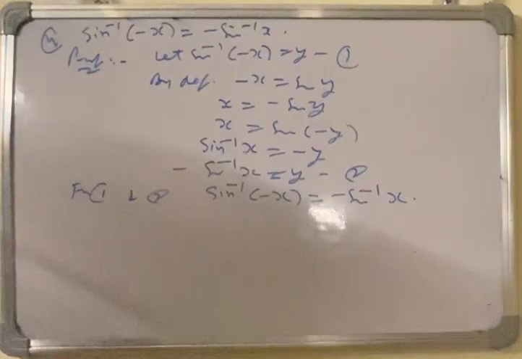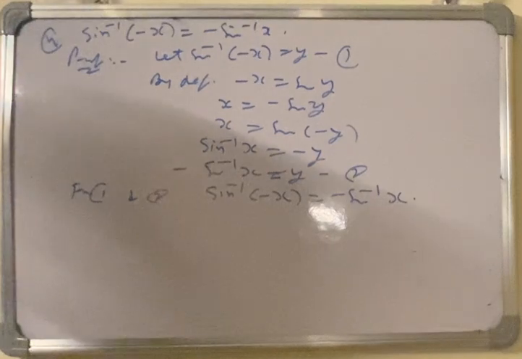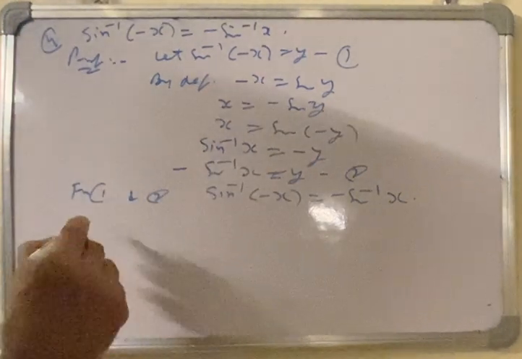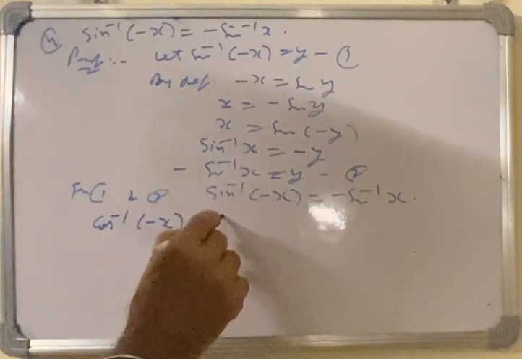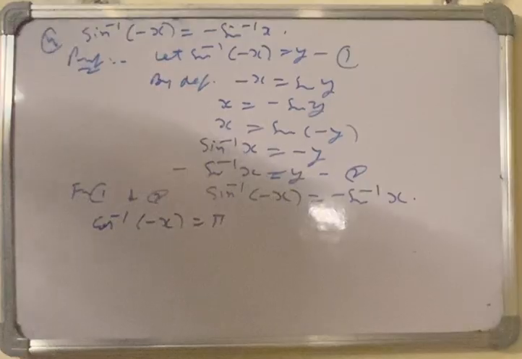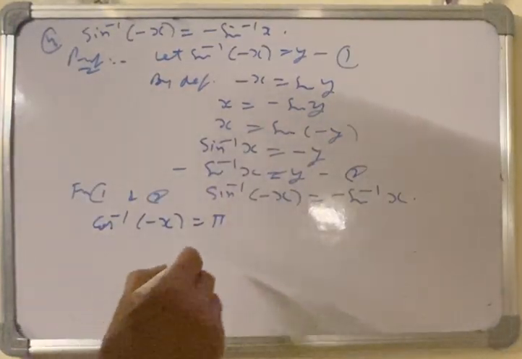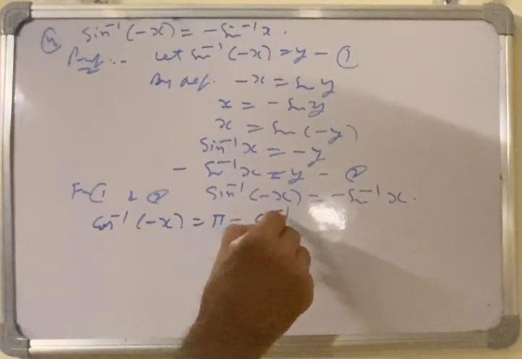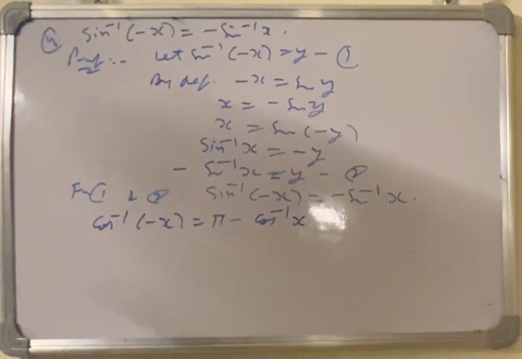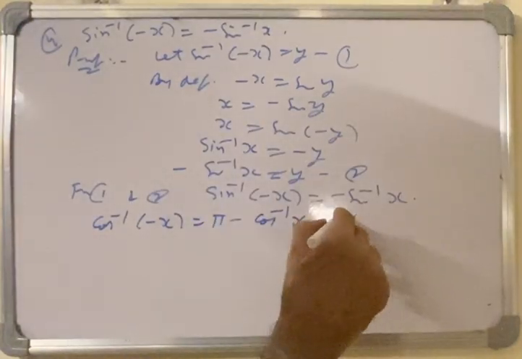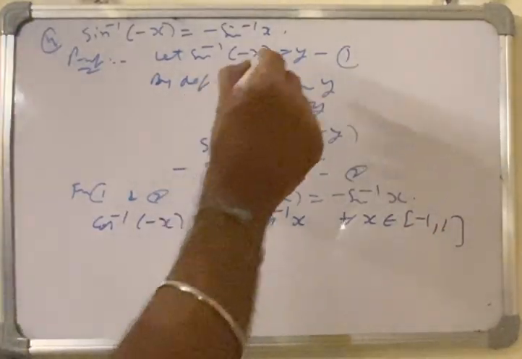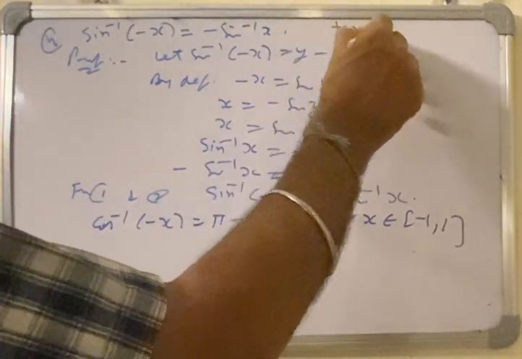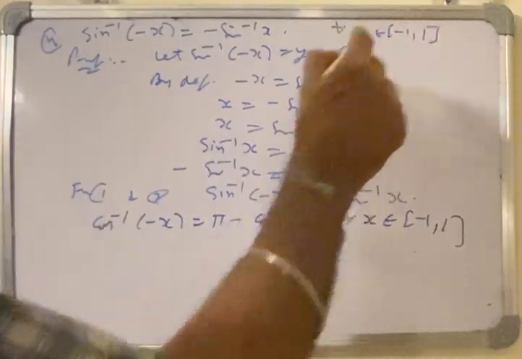Then, similarly, we have cos inverse minus x is equal to pi minus cos inverse x for all x belonging to the closed interval minus 1 to 1.